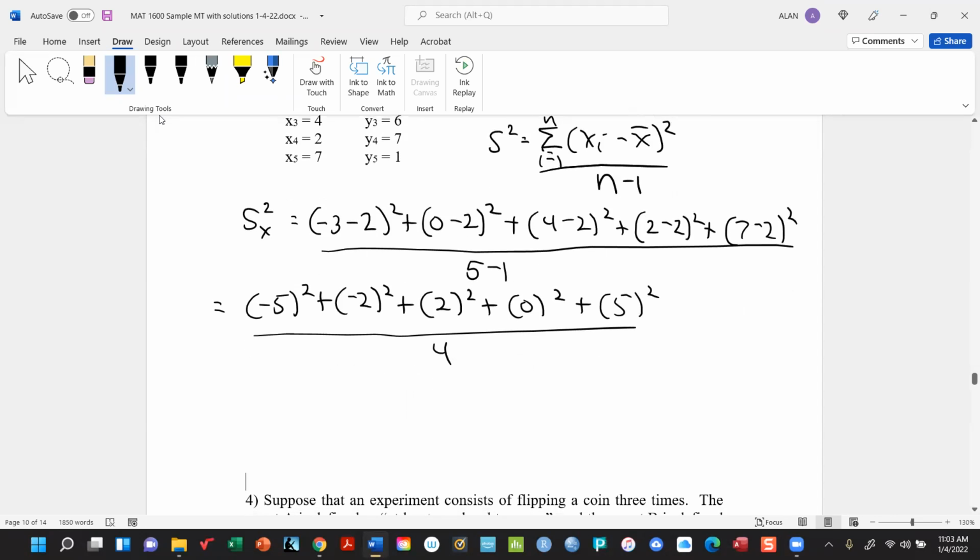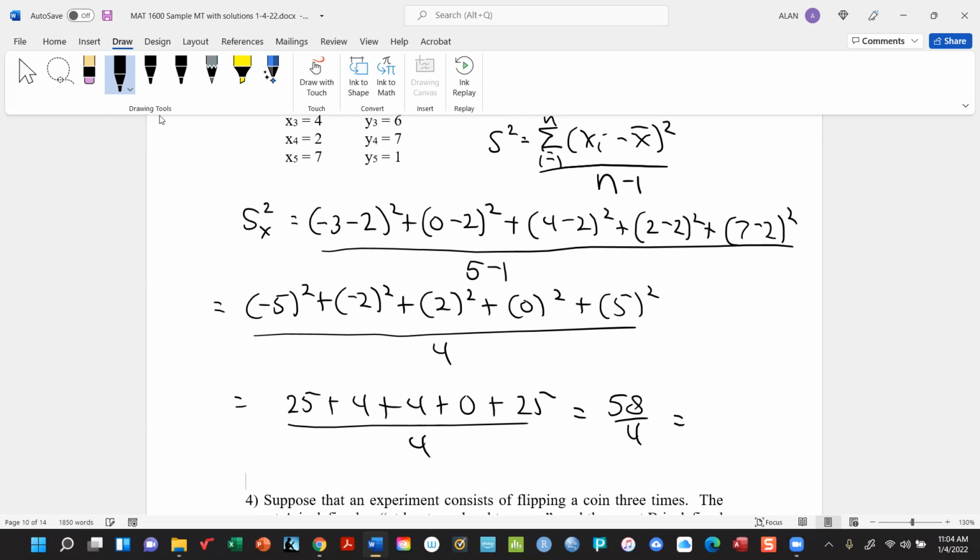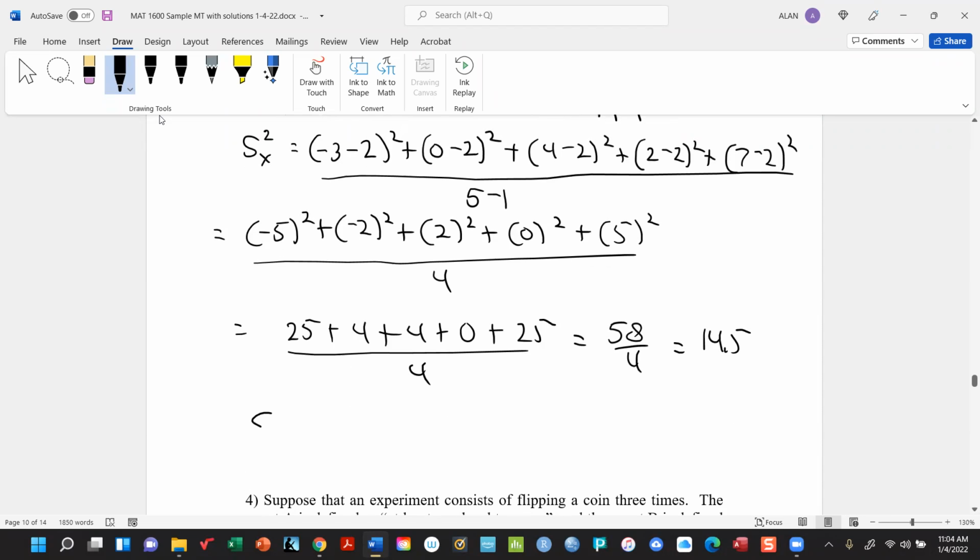All right, and then we'll get 25 plus 4 plus 4 plus 0 plus 25. 58 fourths, it looks like. Let's see. 58 over 4 is equal to 14 and a half. Now, of course, that's the variance. It's not really what we want. It's the standard deviation that we're after. And so that's approximately 3.808. Excellent.